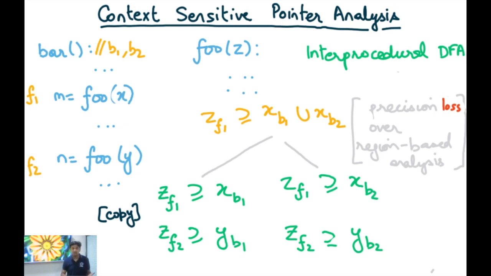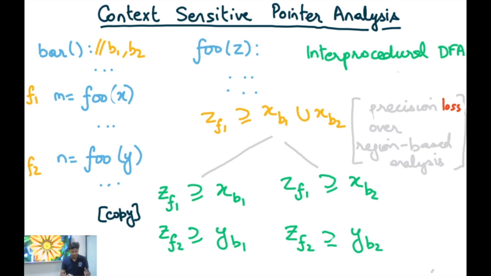But when I do a context-sensitive pointer analysis, not a region-based analysis, then I am doing this approximation where I am taking the union, because ZF1 is updated both using XB1 and XB2. Similarly, ZF2 is updated using both YB1 and YB2. So this is a precision loss over region-based analysis, but this is a precision improvement over context-insensitive analysis, because now ZF1 and ZF2 can be pointing to different objects, because in a context-insensitive analysis, I would have had just one Z, which would have been the union of all these four, XB1, XB2, YB1, YB2.